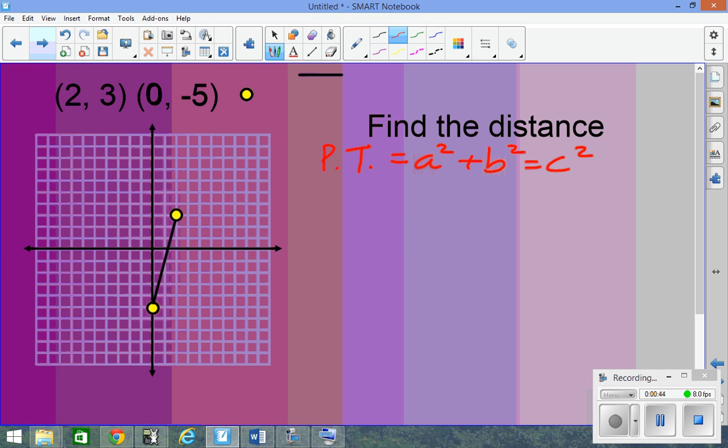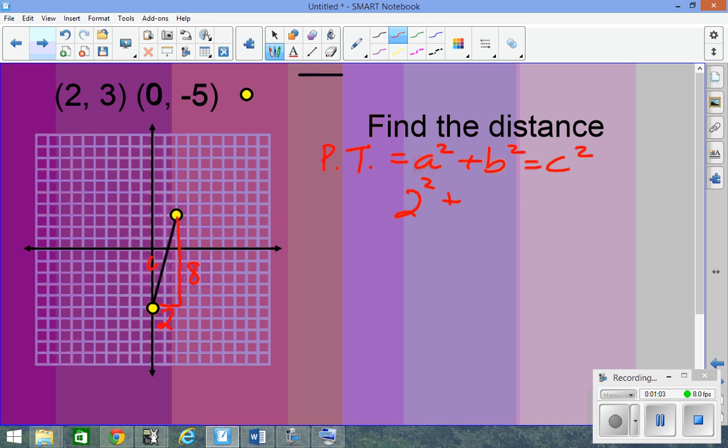So you need to draw yourself a right triangle so that we can figure out what this other side is. This bottom side here is 2, and this second side here is a length of 8. And we don't know this side, so we're going to call that c.